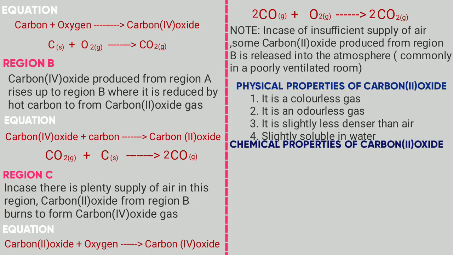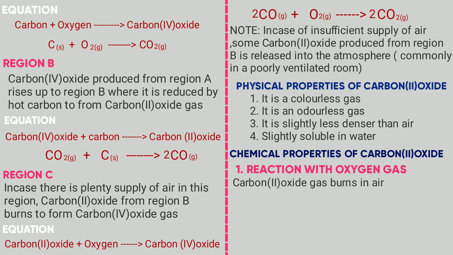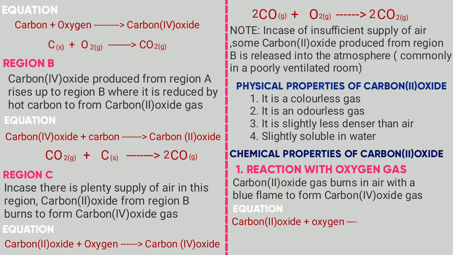Now chemical properties include: 1. Reaction with oxygen. Carbon 2 oxide burns in air with a blue flame to form carbon 4 oxide. The chemical equation is CO gas plus oxygen gas arrow CO2 gas. Balance the equation, place 2 where there is carbon 2 oxide and 2 where there is carbon 4 oxide.